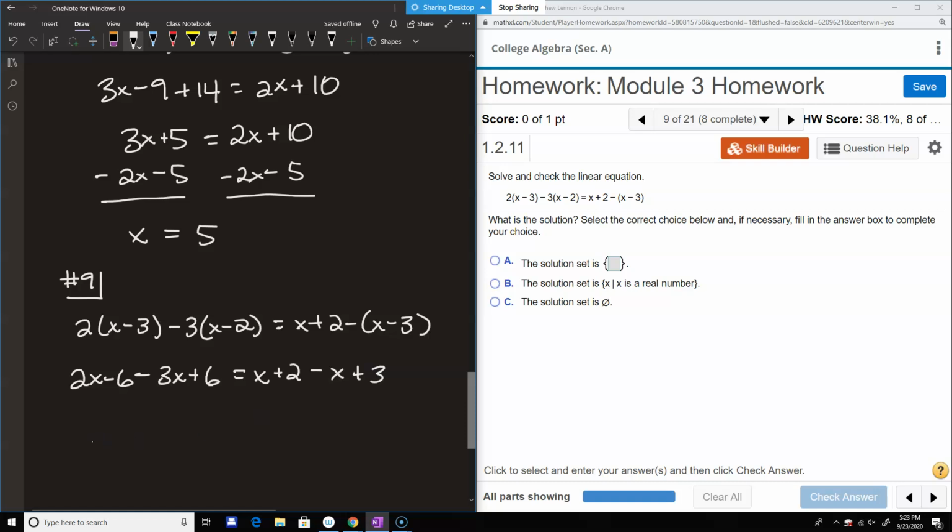So then we have some combining to do on both sides. 2x minus 3x is minus x. Our minus 6 and our plus 6 add up to 0. And on the right-hand side, x minus x cancels out, and 2 plus 3 is equal to 5. So what you want to do now is multiply or divide both sides by negative 1. So we end up with just x equals minus 5 as our answer. So the solution set here is minus 5.